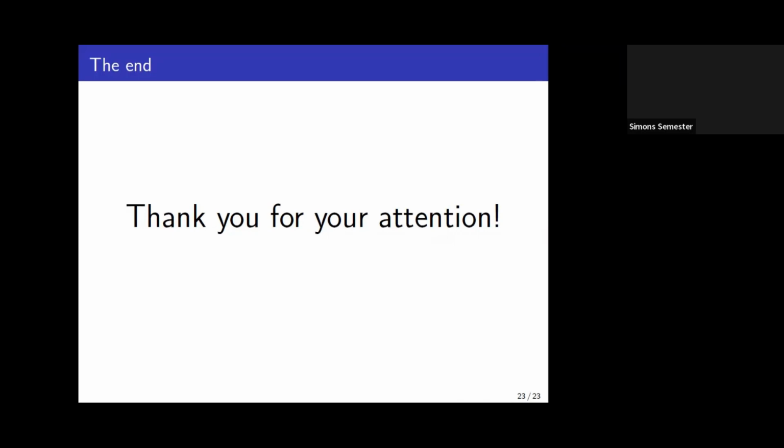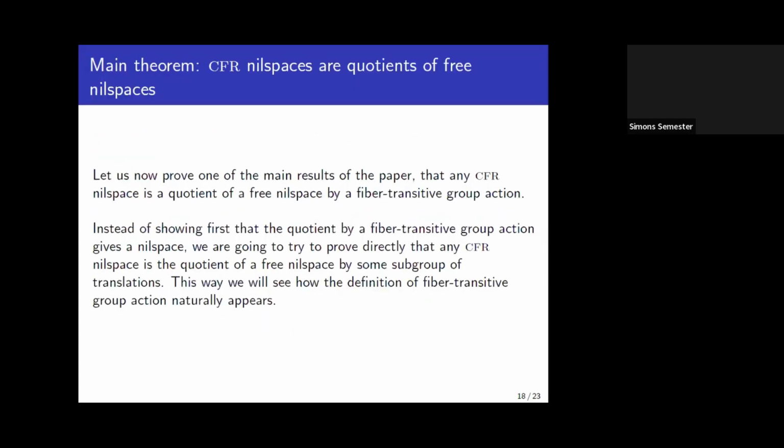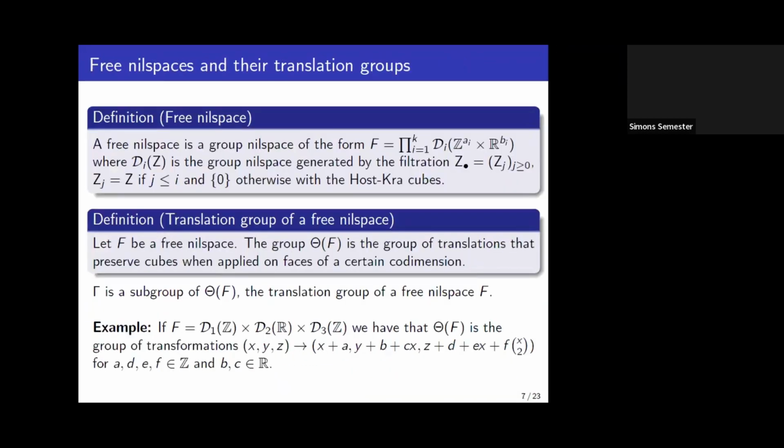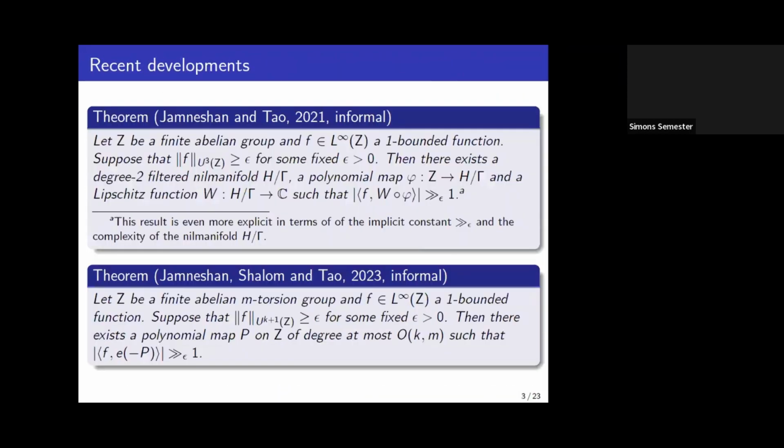So the application that I didn't put here, but the thing that we were able to do using this machinery, is that we were able to recover this thing. We were able to prove that for the two-step case, the two-step case is very particular. And for the two-step case, we can recover this result, not with the quantitative bounds, only the qualitative, because this comes from some other results with ultraproducts. But in the qualitative setting, we could recover this result that for the two-step case, you can use nilmanifolds.